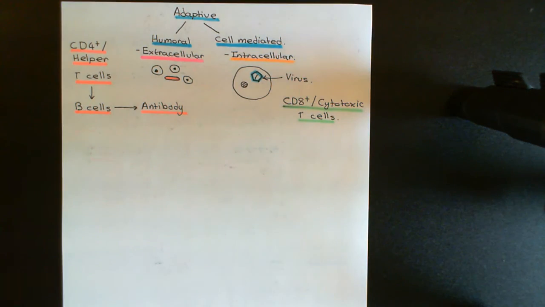So you activate these CD8 positive cytotoxic T cells, and these will go round, and they have the ability to recognize which cells of the body are infected with the pathogen that they're targeted against, and they'll find these cells and they will kill them.